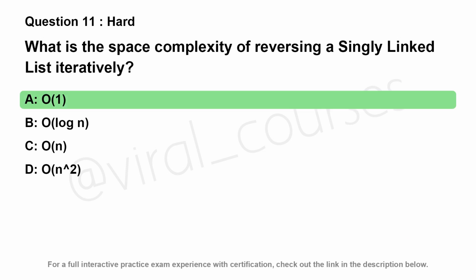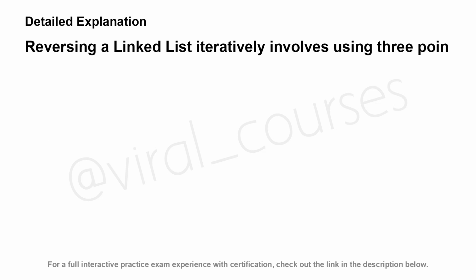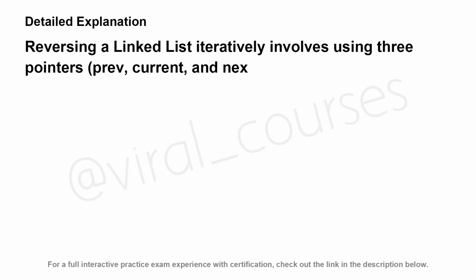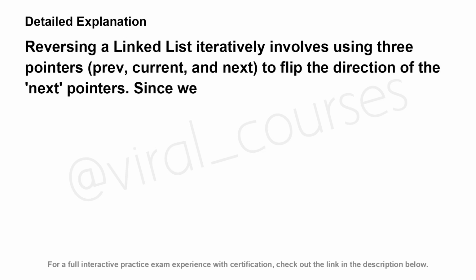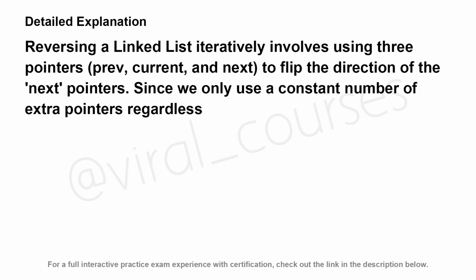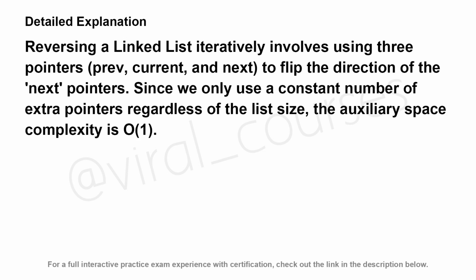The correct answer is A. Reversing a linked list iteratively involves using 3 pointers: previous, current, and next, to flip the direction of the next pointers. Since we only use a constant number of extra pointers regardless of the list size, the auxiliary space complexity is O(1).